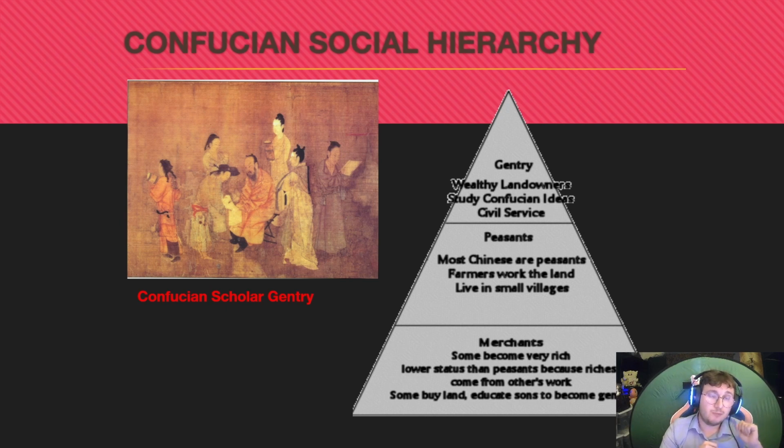Now, underneath the peasants, you have the merchants. Confucianism expresses very hard-working moral ethics. If you're not working hard, you're not going to be higher in the social hierarchy. So merchants who are rich but don't own land are considered lower than the peasants because they're not working hard. They're making profit and they're working off other people's work.